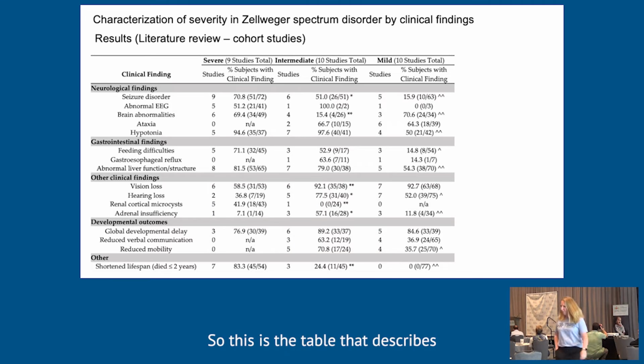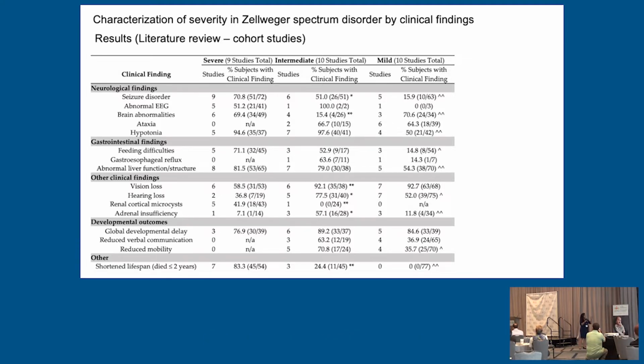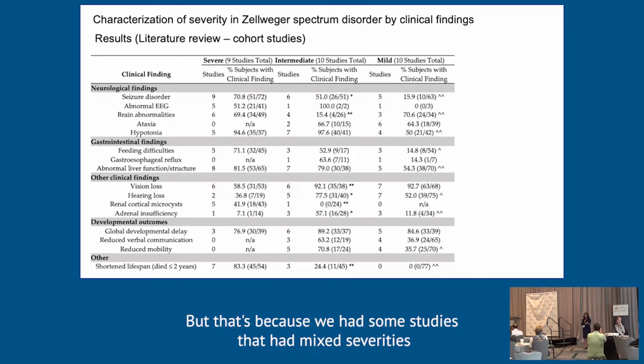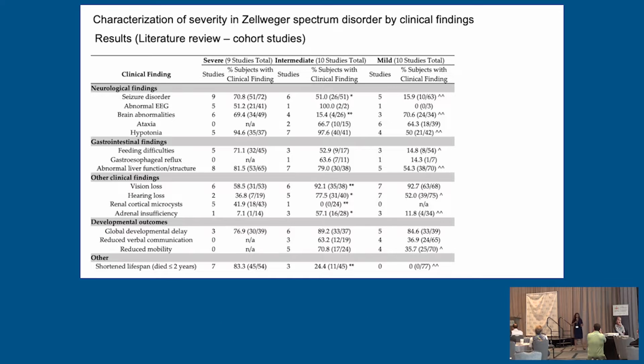So this is the table that describes the prevalence of clinical findings across severity levels in the cohort studies. Again, we had about 22 individual studies that were included in this. Up top, you'll see the designation of severe, intermediate, mild, and that doesn't add up to 22, but that's because we had some studies that had mixed severities in the patient population.